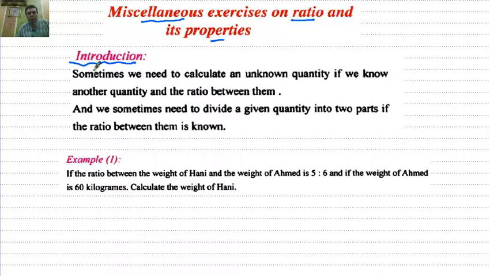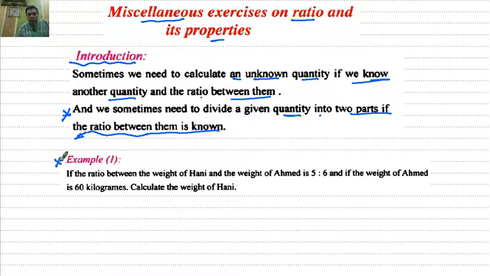Introduction. Sometimes we need to calculate an unknown quantity if we know another quantity and the ratio between them, and we sometimes need to divide a given quantity into two parts if the ratio between them is known. Since we use proportional division.